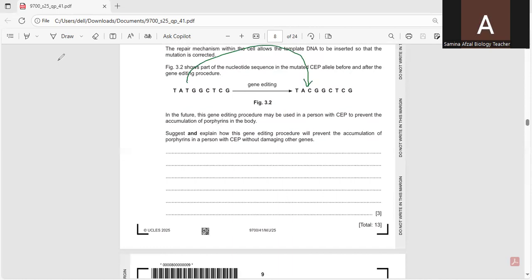In the future, these gene editing procedures may be used in a person with CEP to prevent the accumulation of porphyrins in the body. Suggest and explain how this gene editing procedure will prevent the accumulation of porphyrins in a person with CEP without damaging their genes.